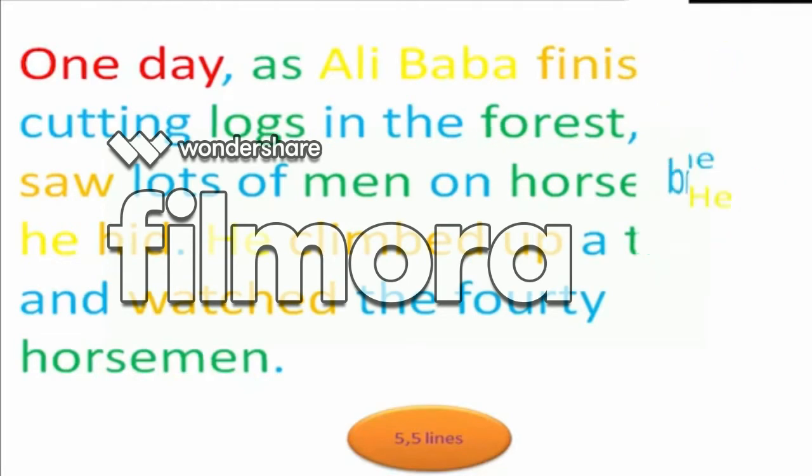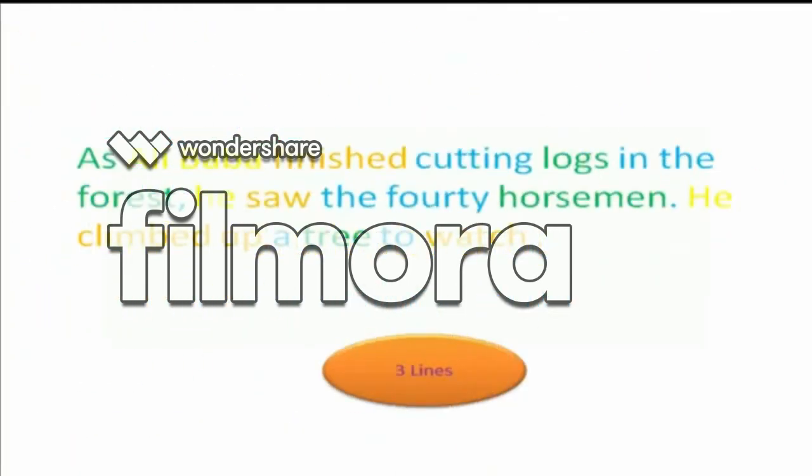How does it look? Notice we had 5.5 lines. كان لدينا 5 أسطر وكلمة. قلنا 5 أسطر ونصف. الآن now notice as Ali Baba finished cutting logs in the forest he saw the 40 horsemen. He climbed up a tree to watch. إذا قمنا باختزال 5 أسطر ونصف إلى 3 أسطر فقط. 3 lines ولم يتغير المعنى.